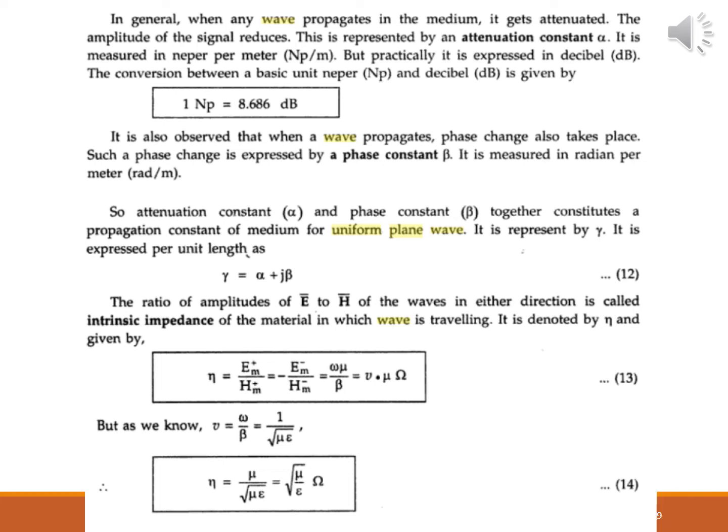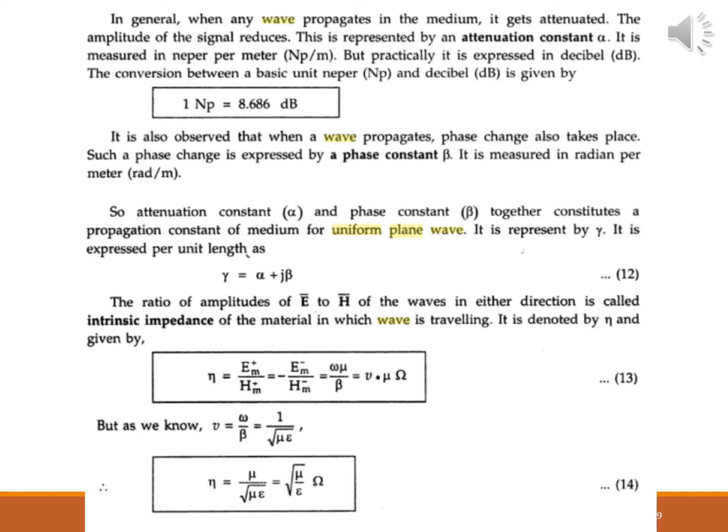The next constant, as I discussed, is the phase constant. The phase constant is sometimes also referred to as the wave number, and the unit is radians per meter. It is a measure of the phase shift per length of the wave.